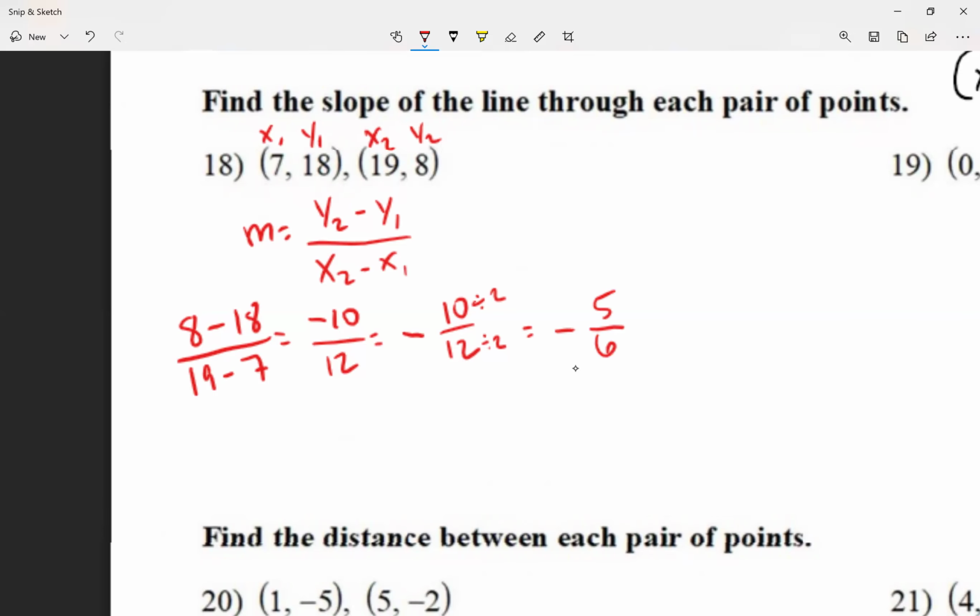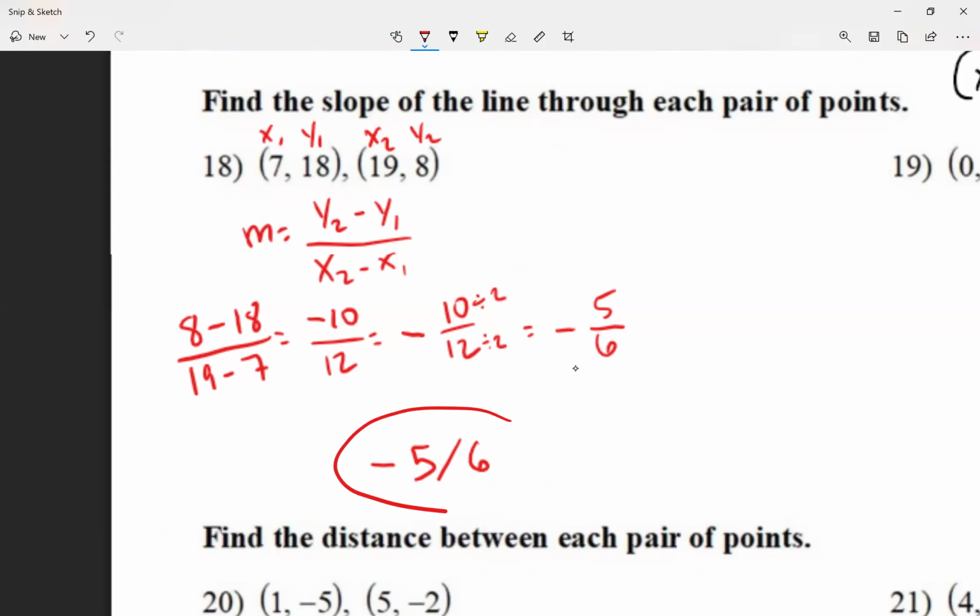Notice I divided each number by 2. So it's negative 5 over 6. If you can simplify your numbers even more, do simplify. Now, how are we going to type this? The negative is just a negative. That's why I ask you to bring it to the front. So it's negative 5 over 6. The way we're going to do this is 5 backslash 6. So this is what I should be getting if this was my question. The slope is negative 5 over 6.